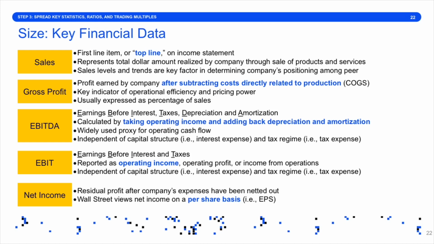Now, the following two are a bit weird and less used, but they can be interesting in some contexts. The gross profit is sales minus cost of goods sold.